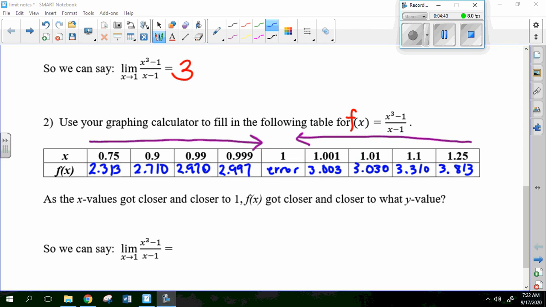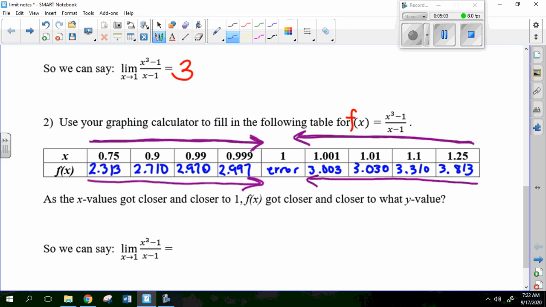Okay, so now the values are filled in. And again, what I want you to notice is that as the x values get closer and closer to 1 from the left, what number are the y values getting closer and closer to? And then the same thing from the right. Look at your y values. They're both getting closer and closer to 3, even though there's a hole at exactly 1. So as the x values get closer and closer to 1, f of x gets closer and closer to 3. That's a y value. And that's another way to say that the limit as x approaches 1 of that function equals 3.